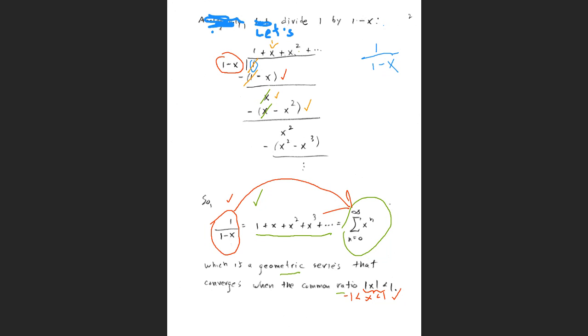All right, so let's sort of summarize now what we have. I have a formula that says 1 over 1 minus x is equal to the power series where n goes from 0 to infinity of x to the nth power when x is between -1 and 1. And we're going to exploit this formula to help us find the power series representations for different functions.